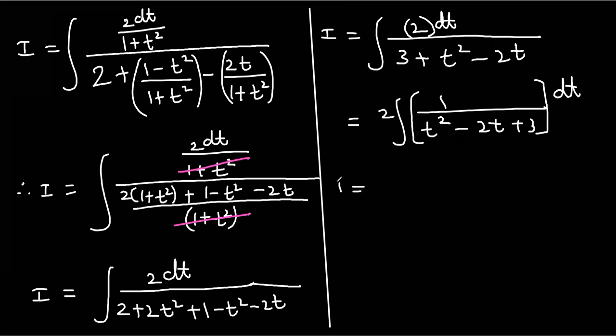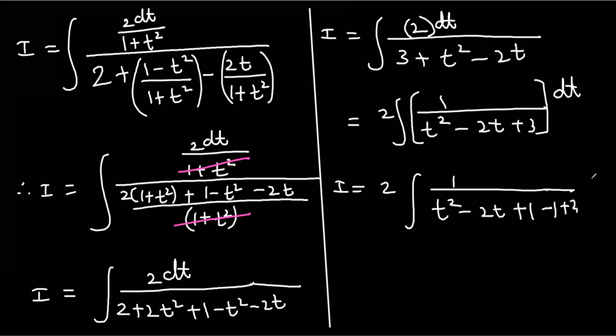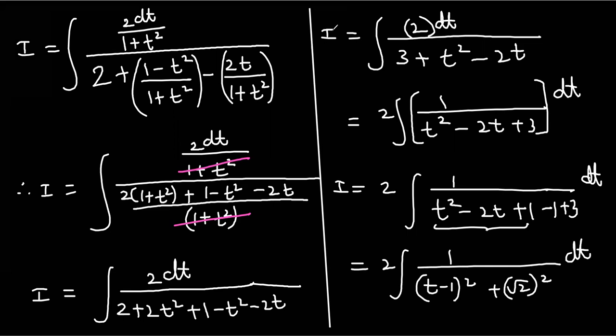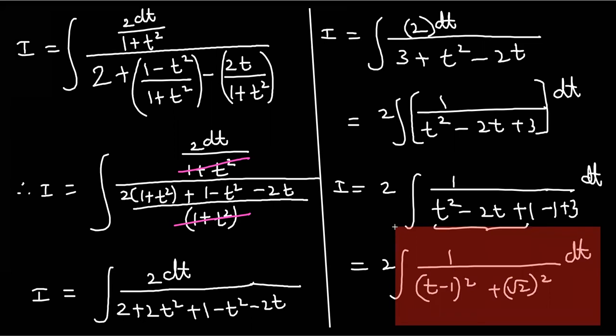Okay. So I get I equals 2 times integral of 1 upon t square minus 2t plus 1 minus 1 plus 3 dt. So the next step is 2 upon, now see the first three terms give me a perfect square, t minus 1 the whole square plus 2, I can write plus root 2 square, and dt. What is it equal to? It is equal to tan inverse of, you can check now, this is where you can use the result. Yes, you can use the result here. Why? Because this is 1 upon variable square plus constant square.